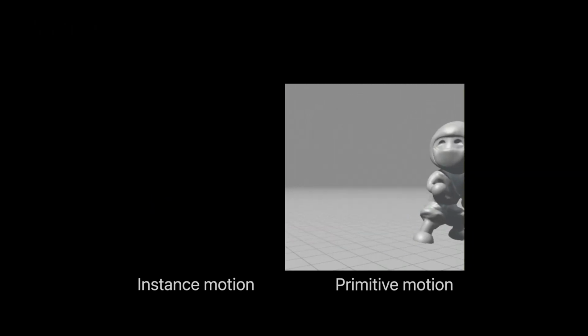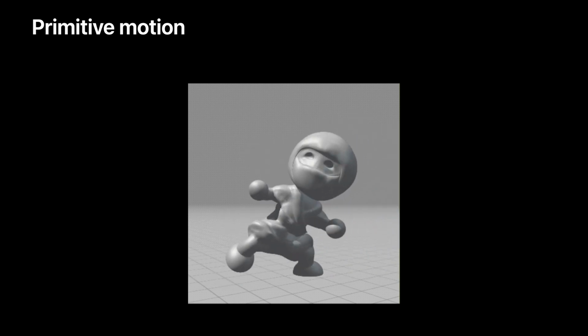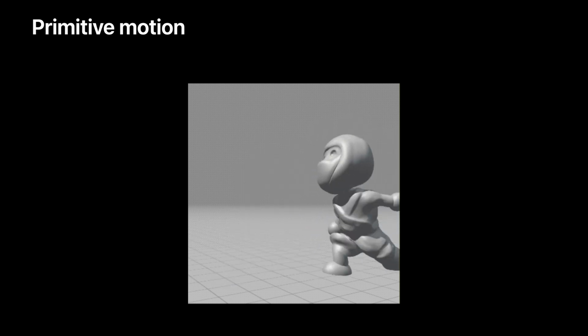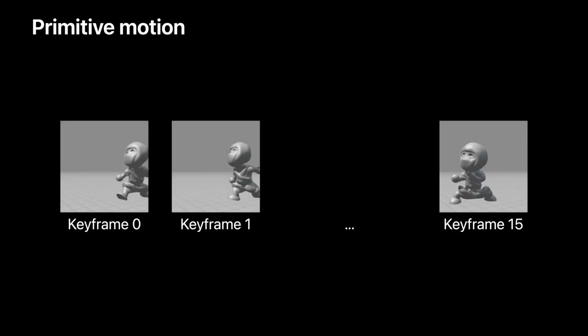Next, let's talk about primitive motion. With primitive motion, each primitive can move separately, meaning it can be used for things like skin character animation. Remember that we need to provide a separate 3D model for each keyframe, and Metal will then interpolate between them. We'll need to provide vertex data for each keyframe. Let's see how to set this up.